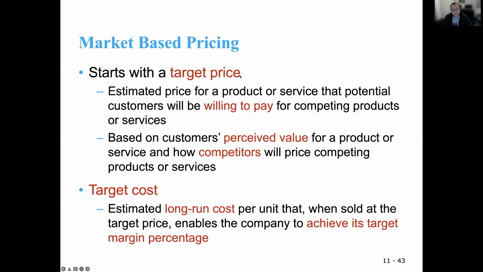So that's the target price. And then the target cost. So you know this is your target price, and you know what percentage margin you want to achieve. Then you can work backward to calculate your target cost per unit.